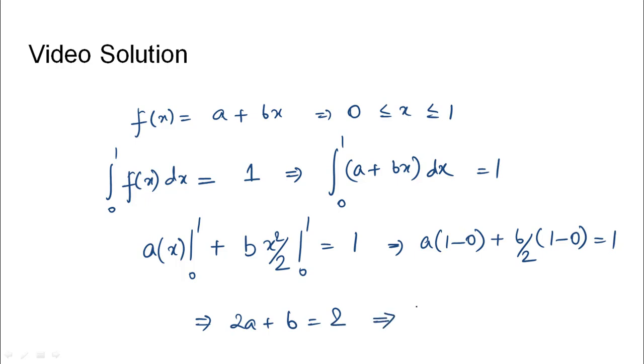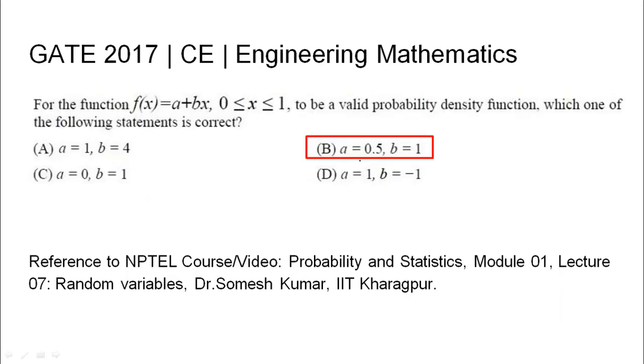From this, by verifying from the options, we can get the value of a as 0.5 and the value of b would be 1, which would add up the value of 2a plus b to be 2. Option B, a equals 0.5 and b equals 1, was found out to be the correct answer for the function a plus bx to be a valid probability density function.